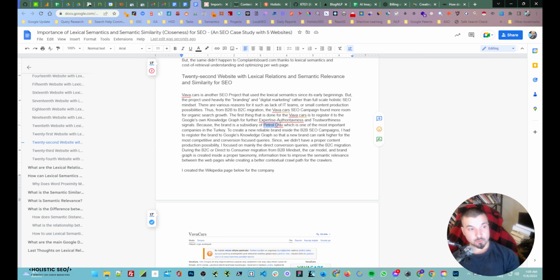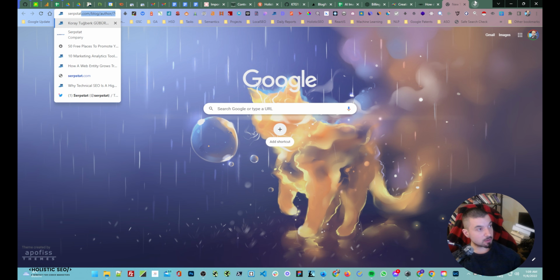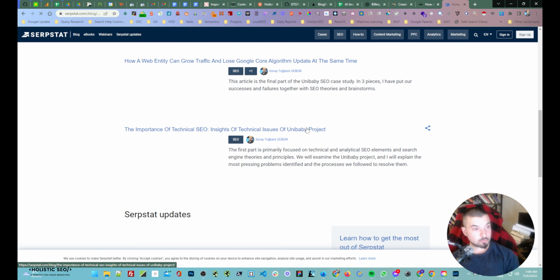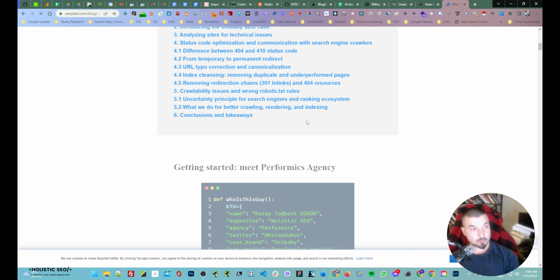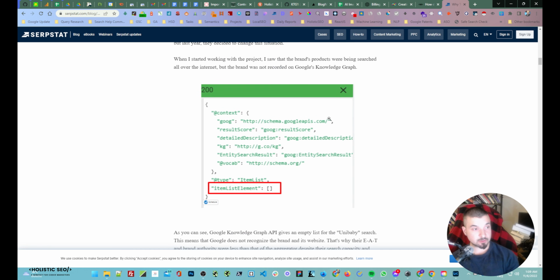The main purpose of this section was that I wanted to put Vava.cars under Petrol Office, which is one of the really big and important websites. It is also important because if you check my Serpstat author profile, you will see this case study here, the Unibaby project. I will collect all the case studies that I have written on my website. You will be able to find them in a really easy way.